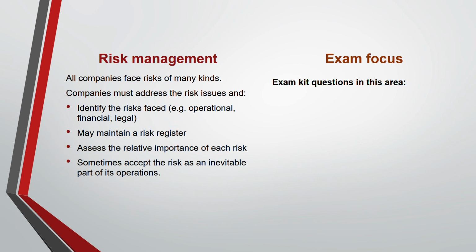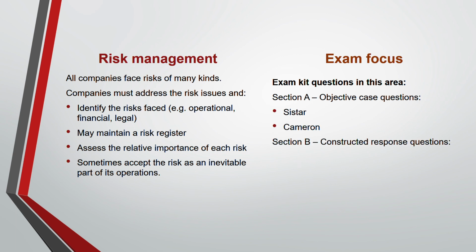Then that's it. So from your exam kit questions, these are the areas that you need to focus on. That's it for corporate governance. For Section A, that is your objective case questions, you can refer to the exam kit questions. And for Section B, that is for constructed response questions, you can refer to the practice questions. Okay. Tomorrow we will be covering ethics and acceptance.